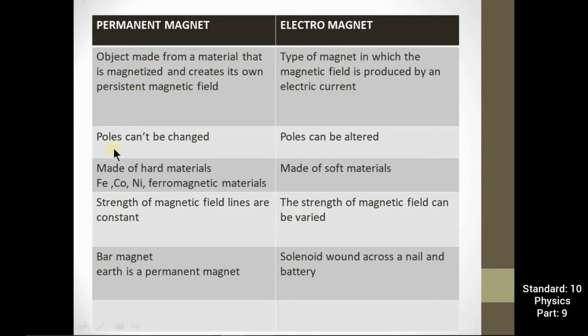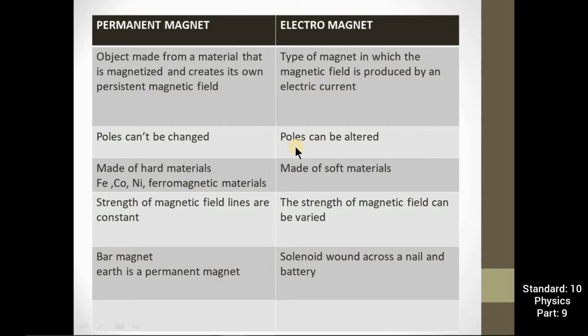In a permanent magnet, the north and south poles cannot be changed. But in an electromagnet, if we reverse the direction of current flowing, the polarity of the magnet changes. In a particular direction of current, one end will be north and one will be south. In the reverse direction of current, the other will be north and south.